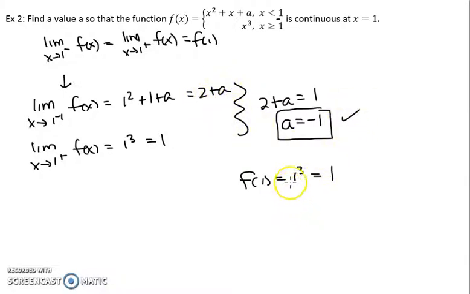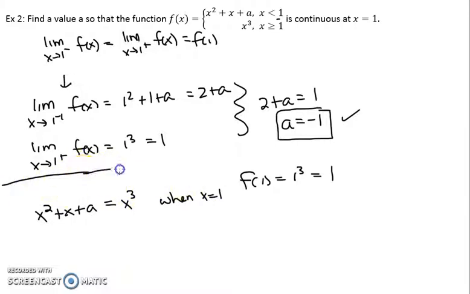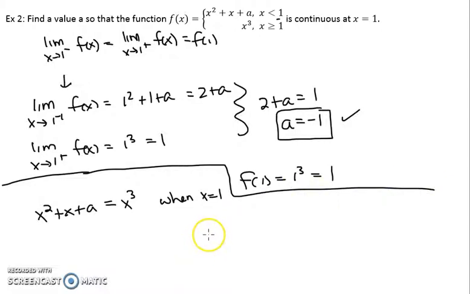Now, in the 2 minutes that you have to answer these questions, all we really have to do, we don't need to think about the limits. This is just showing why we're going to do what we're going to do. But what we really just want to focus on is that x squared plus x plus a has to equal x to the third when x equals 1. If we think about it this way, we're going to get to the same answer. We're going to get to it quicker, and that's going to save us some time.